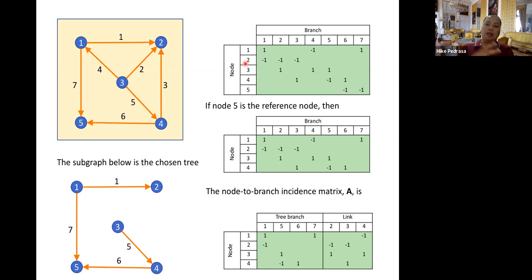Another way to look at this matrix is, let's say you look at row number 4, and row number 4 corresponds to node number 4. You will see there a 1 and a negative 1. What this is telling us is that branches 3 and 6 are leaving node 4, but branch 5 is entering node 4. Now, what we're going to do is choose node 5 as the reference node.